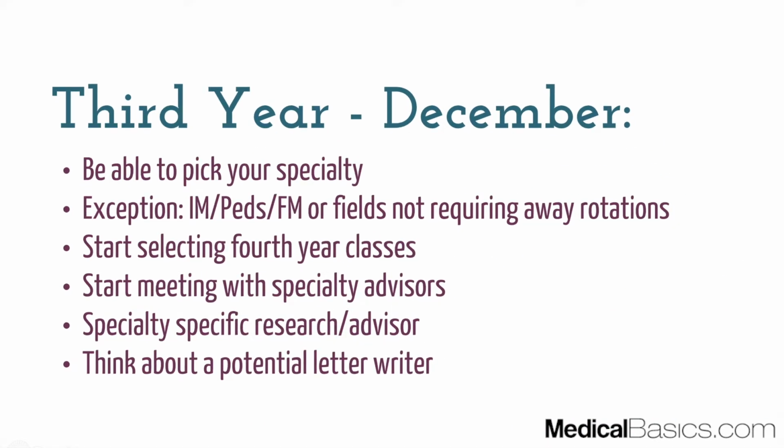Now, if we fast forward a couple months, and this is third year in December, I think this is when you have to be able to pick your specialty. And the reason why it's so important is because very soon after this, you're going to have to start picking your 4th year classes. It may seem very early, but it's actually right around the corner. You need to start signing up, or at least getting prepared for these away rotations, and you need to know what specialty you're going into in order to sign up for these away rotations. I guess in theory you could sign up for a lot of away rotations, but that's not ideal. That's going to be much more troublesome for you. So you want to be able to know your specialty by December.